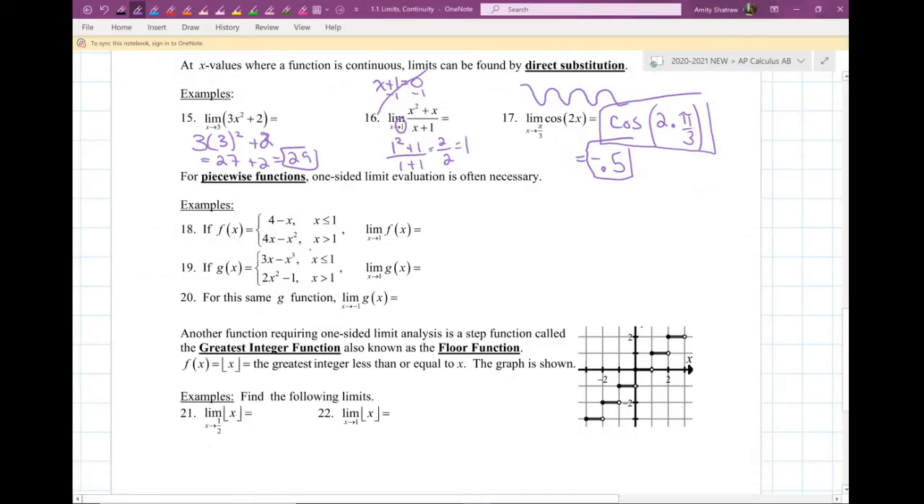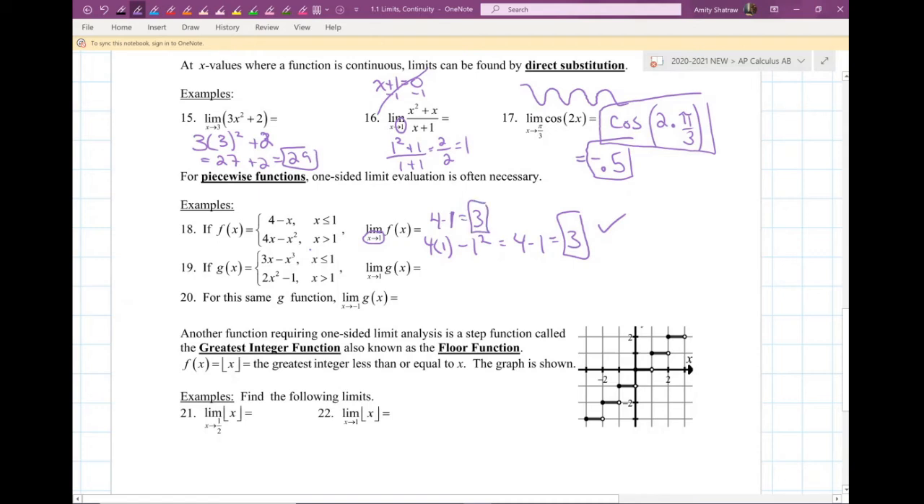So algebraically, what does that look like? I want to know what the limit is when x equals 1, so I'm going to plug in a 1. So I have 4 minus 1, and there I get that height of 3. And here I have 4 times 1 minus 1 being squared, which is 4 minus 1, which also equals that height of 3. So boom, yes, that limit exists, and the answer is a 3. I only have to put a box around one of them. You know what I mean? Don't have to put a box around them both.